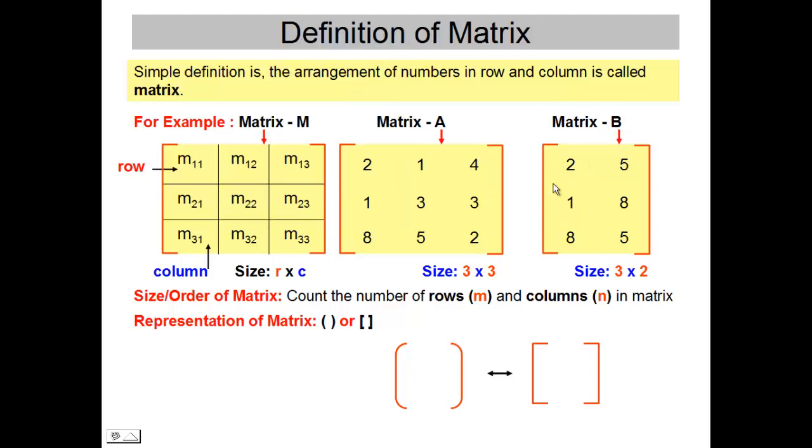Here is the 3 rows and 2 columns. So this is the size of matrix. Actually the size of matrix is 3 by 2 or 3 by 3. So size or order of matrix is the count of the number of rows and columns in matrix. Now matrix representation is with square brackets and round brackets.